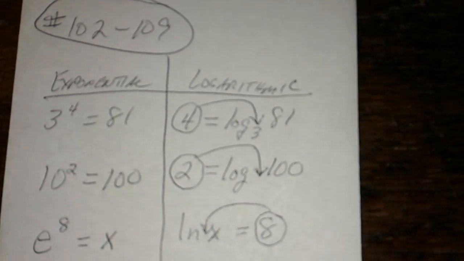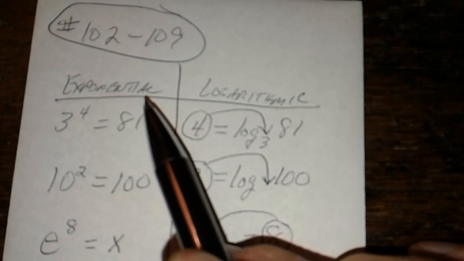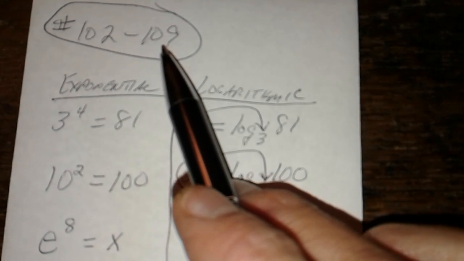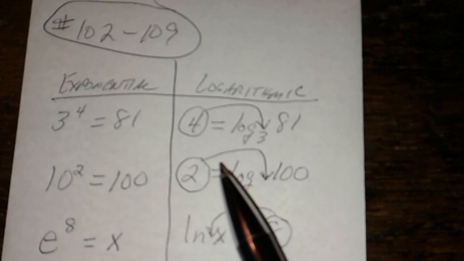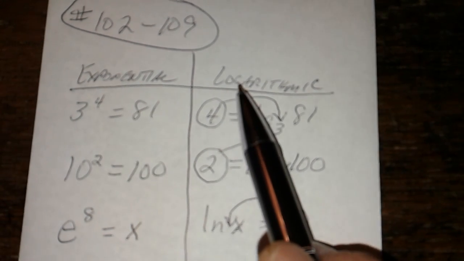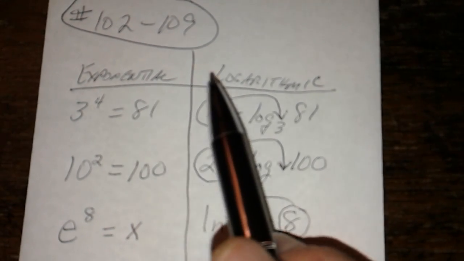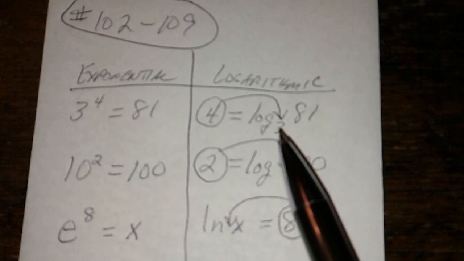Alright, so here's a quick review of chapter 4 for college algebra 102 through 109. Basically the same problem over and over again. You have to be able to change exponential to log or log to exponential. So be able to go either way.